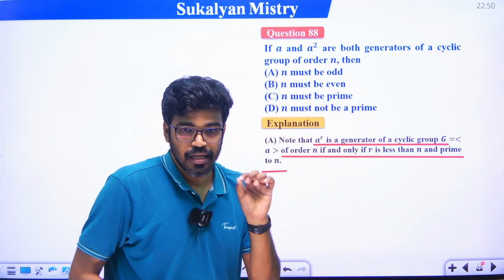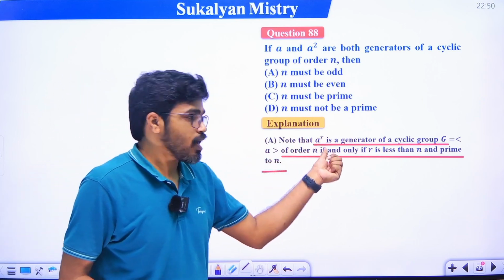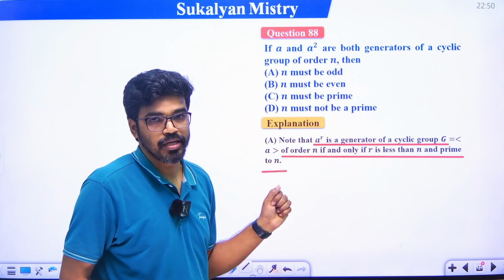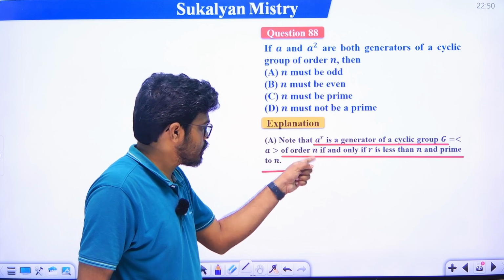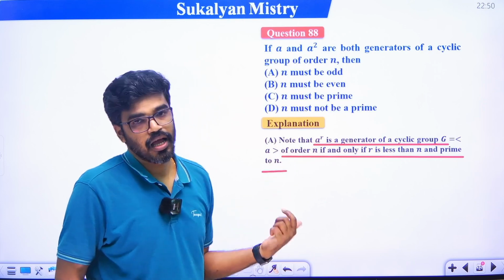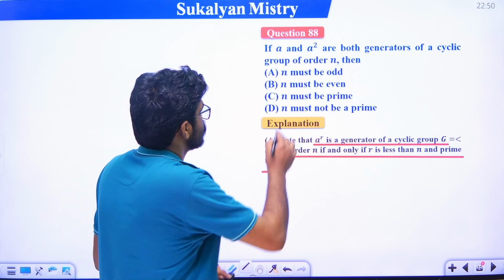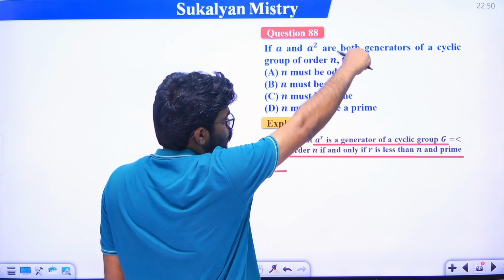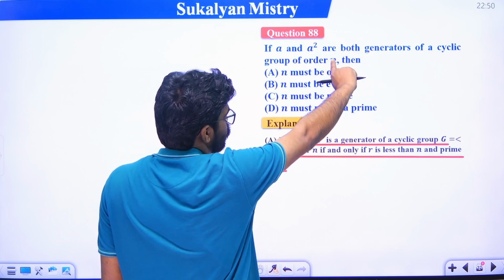Okay, A to the power r will be a generator of G if r is less than n and prime to n. So A and A square both are generators of the cyclic group of order n.